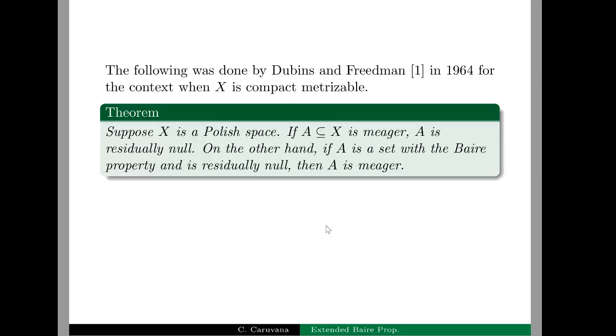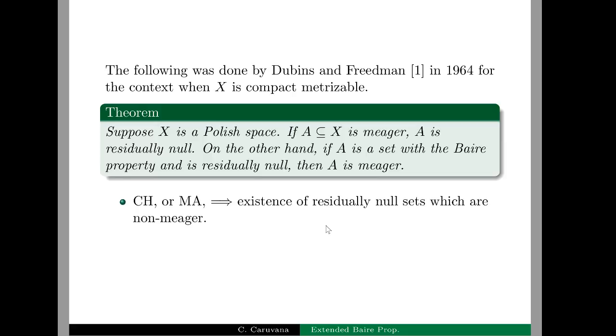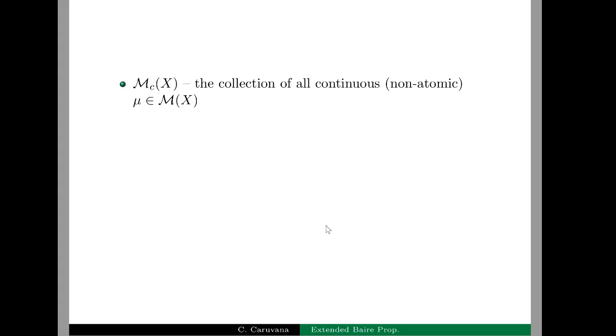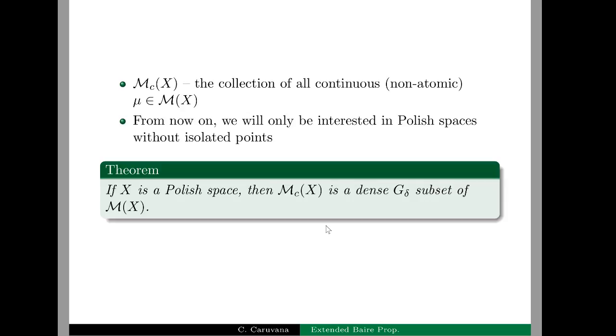In universes, say, where I don't have full choice, then I might not have anything new. So residually null might not offer me any new sets apart from just the regular meager ones, for example, if all my sets have the Baire property. But if I have things like Martin's axiom, or just the continuum hypothesis, then I can build residually null sets which are non-meager. In particular, I really just build universally null sets, which I'll define soon. So strange sets do exist, and I do get new sets, depending on what things are holding.